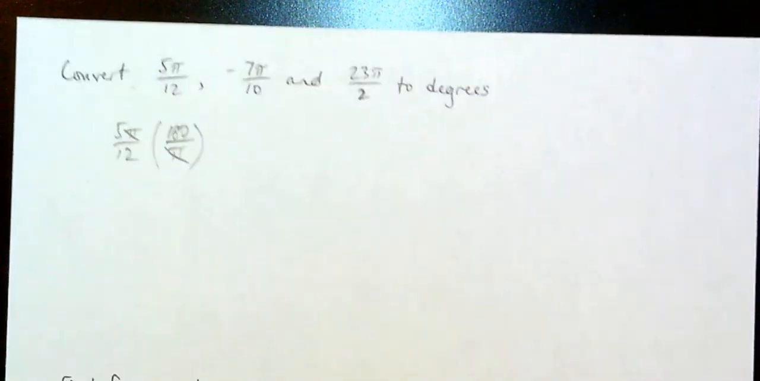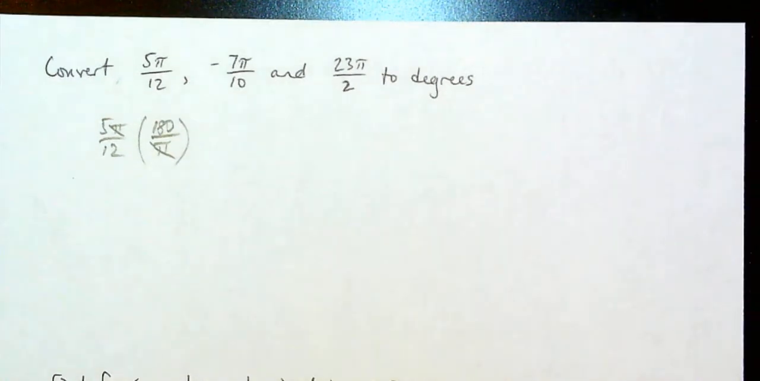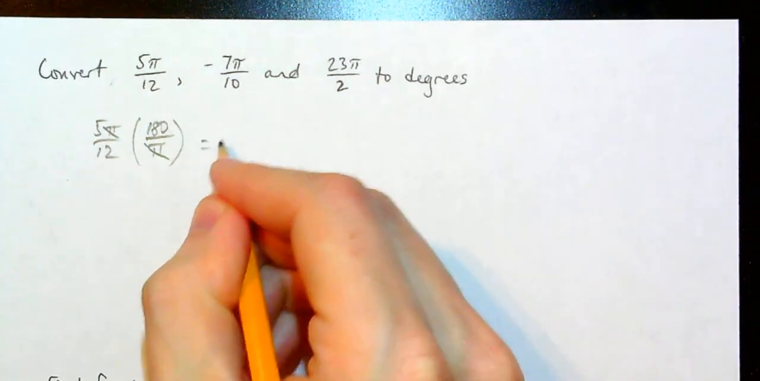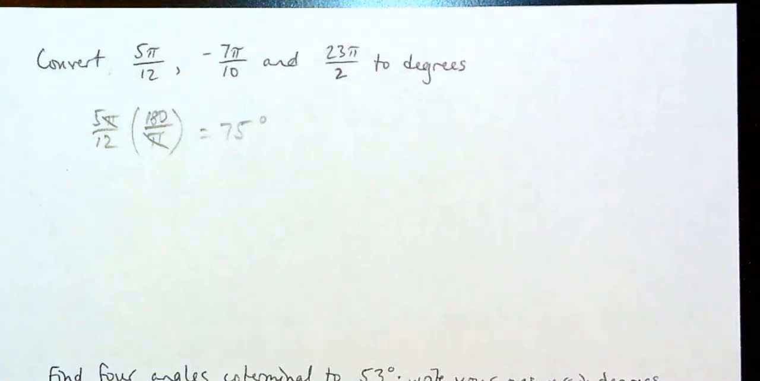And if you did 5/12 times 180, you could check this in your calculator, or if you're that good with mental math, you can do it in your head, but you come up with 75 degrees. 180 divided by 12 is 15. 15 times 5 is 75.